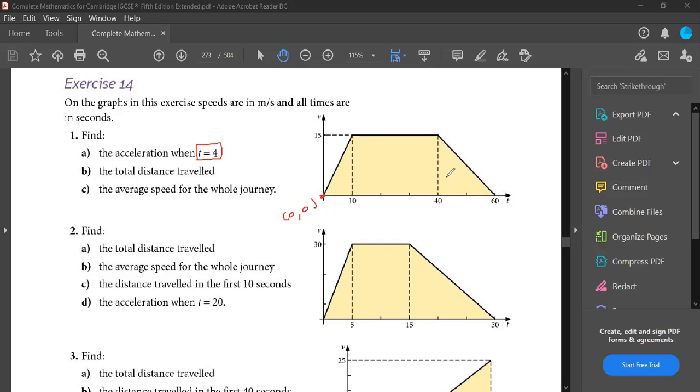Thank you for this nice story. Okay, we need the acceleration when time t equals 4. Now, how do we find the acceleration in the speed-time graph?